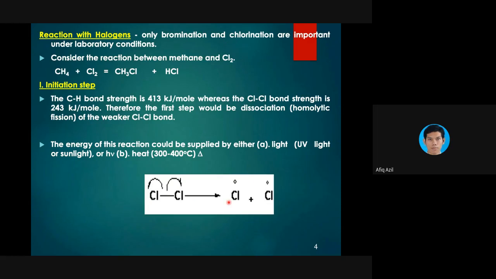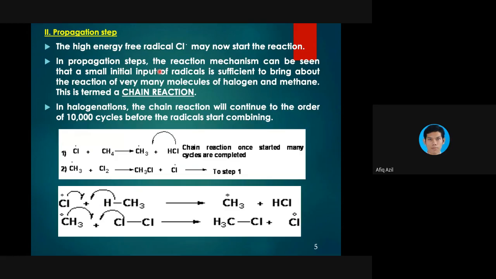So this is the free radicals, hence the free radical substitution reactions. So once you have this chlorine free radical, only then can it proceed to the second step, which we call the propagation. Being a radical, that chlorine will be very high in energy and prefers to react, meaning it is unstable. So the high energy free radical chlorine may now start the reaction.